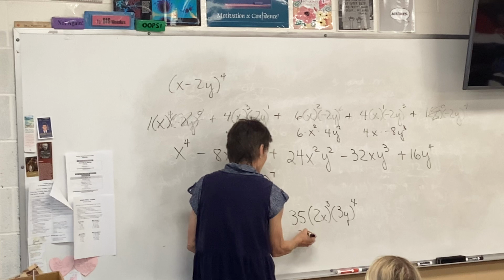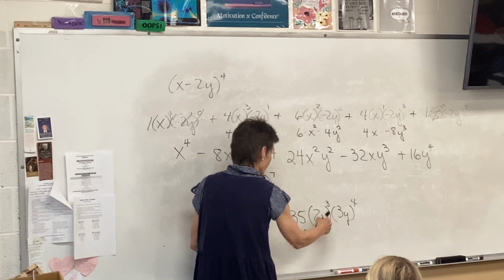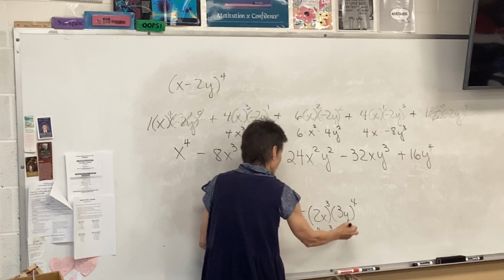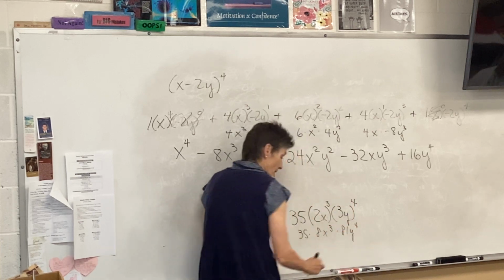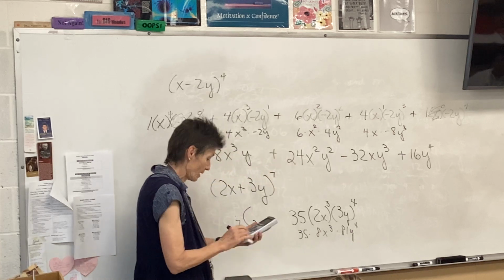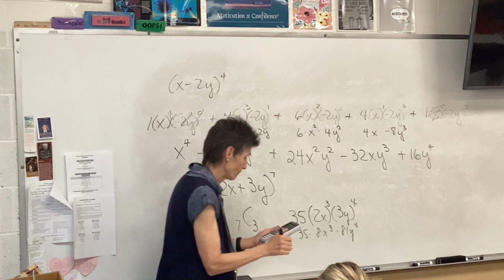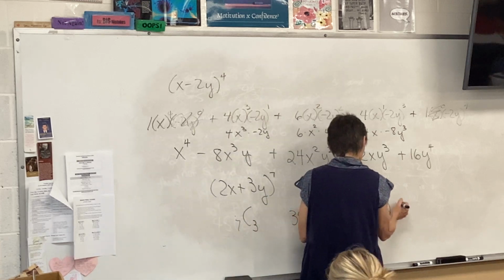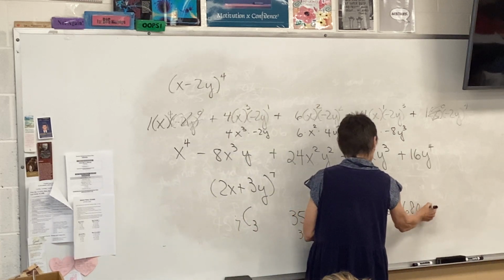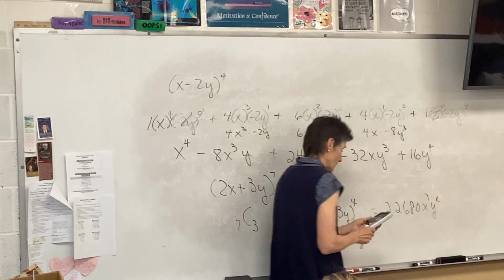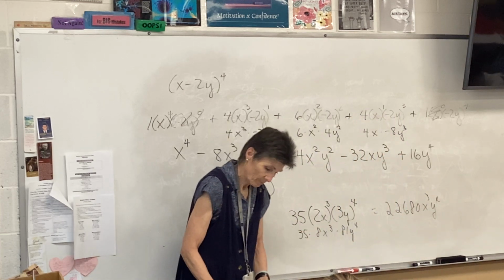So what am I multiplying? 35. What's this guy? 8x to the third. What's this one? 81y to the fourth. So I have to multiply 35 times 8 times 81. So 22,680 x cubed y to the fourth is the term done.